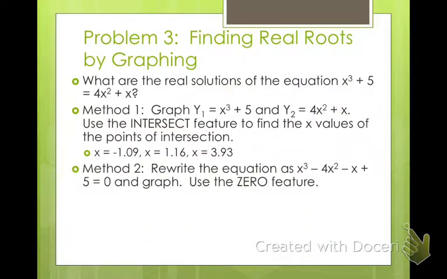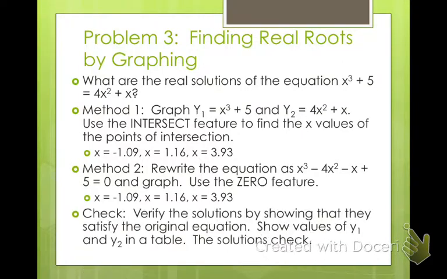The second one is we can rewrite it in standard form and then graph using the 0 feature. So when you go ahead and hit graph, you can see where it crosses the x-axis. So those are our solutions. So when you do second calc, number 2 is your 0. Those will give you solutions, and they'll give you the exact same answers.